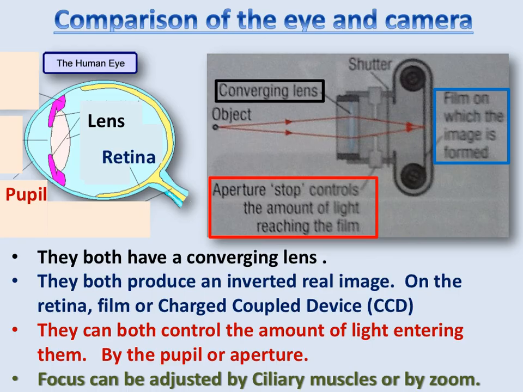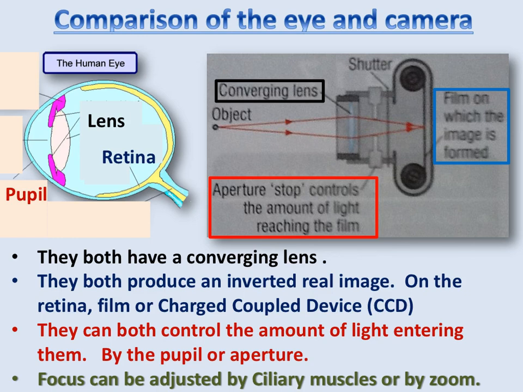We can compare the eye and the camera. The eye and the camera are similar because they both have a converging lens. They both produce an inverted real image. So in an eye that's formed on the retina, whereas in a camera that's formed on the charge coupled device, or CCD, or in old-fashioned cameras on the film. They can both control the amount of light entering them. In the eye this is done by the pupil, whereas in the camera this is done by the aperture.